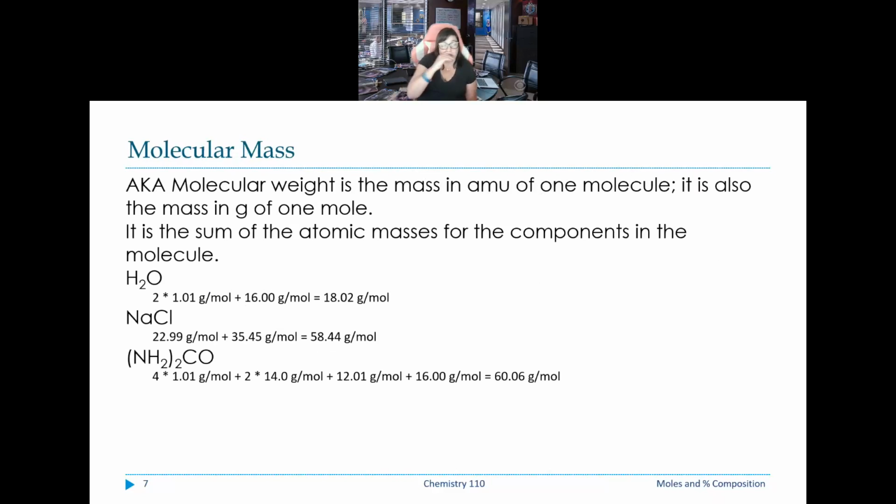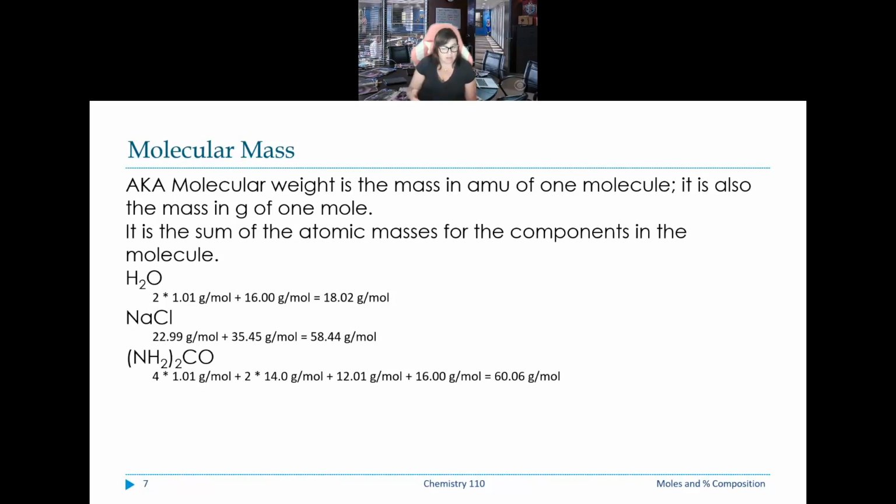Molecular mass, also known as molecular weight, you may hear either term, is the mass of 1 AMU of one molecule. It's also the mass in grams of 1 mole. So it's the sum of the atomic masses for the components in the molecule. So if we want to talk about the mass of H2O, we need the mass of hydrogen times 2. So 2 times 1.01 grams per mole, plus the mass of the oxygen, which is 16 grams per mole. That gives me a total of 18.02 grams per mole.